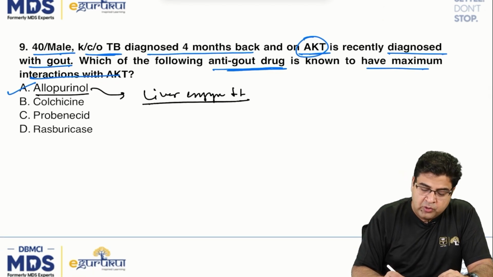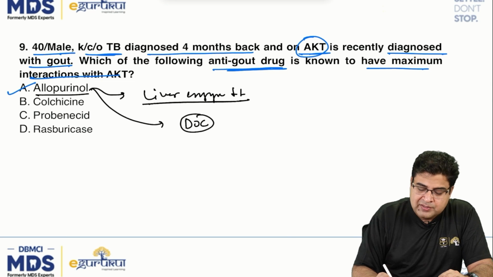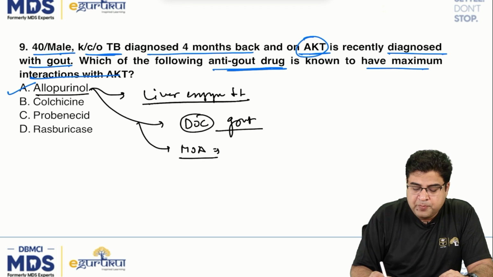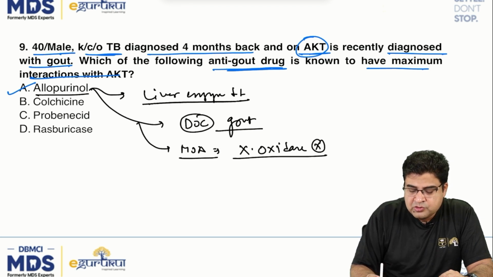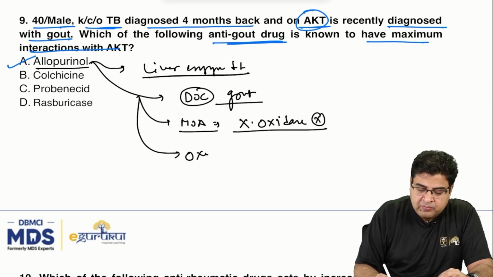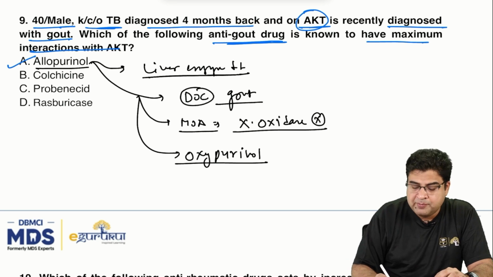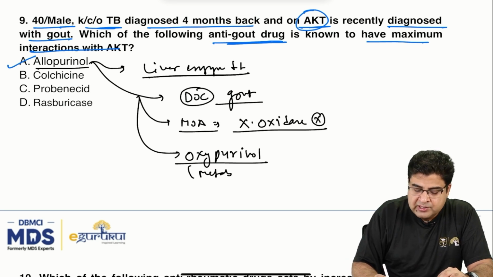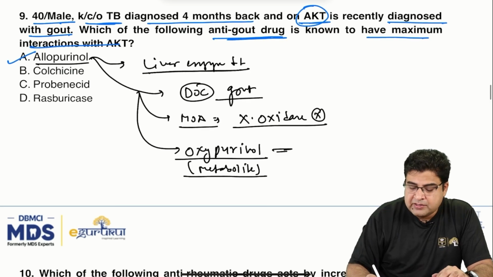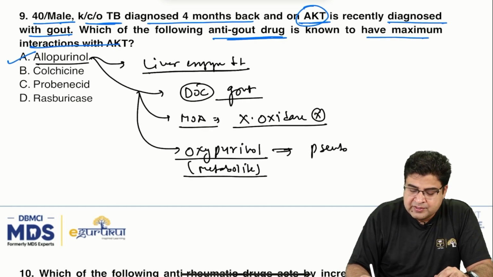Allopurinol is the drug of choice for gout. What is the mechanism of action of allopurinol? Allopurinol is a xanthine oxidase inhibitor. Now this medicine can form a metabolite. The name of the metabolite of allopurinol is oxypurinol. Oxypurinol is also active, and this is a type of pseudo irreversible blocker.